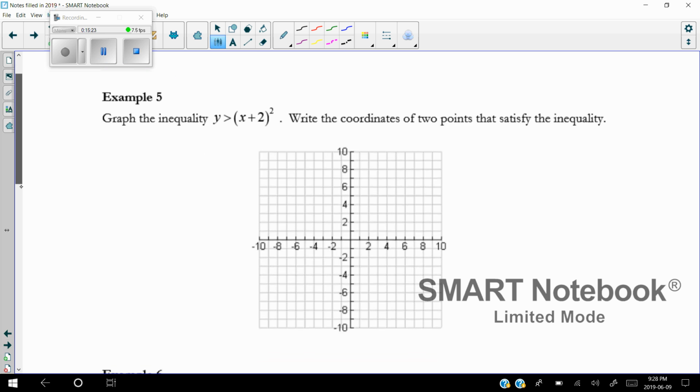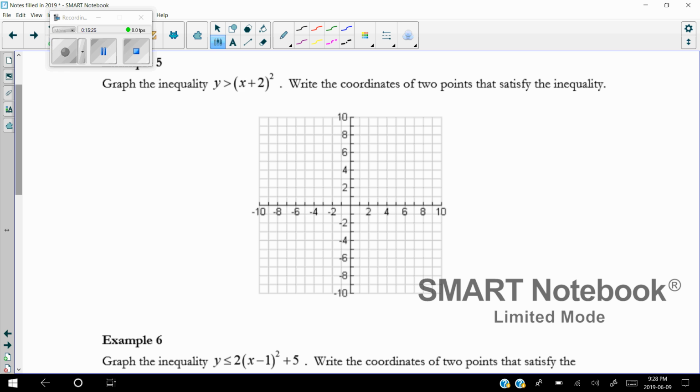All right, example 5. Graph the inequality y is greater than (x plus 2) squared. Write the coordinates of two points that satisfy the inequality. Okay, so I'm going to start by plotting my zeros. However, when I see this, I see that I would get two zeros of -2, which means that it's just going to go down and touch the point -2 and then go back up.